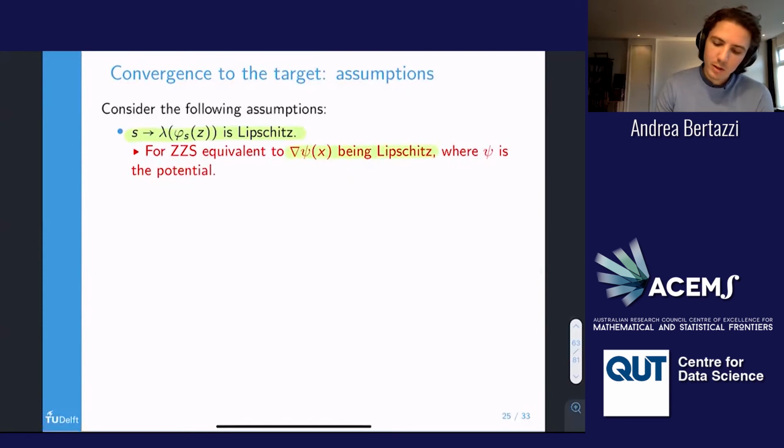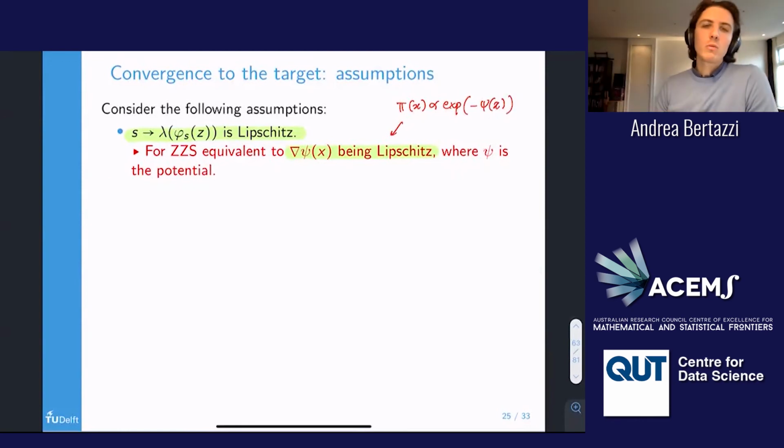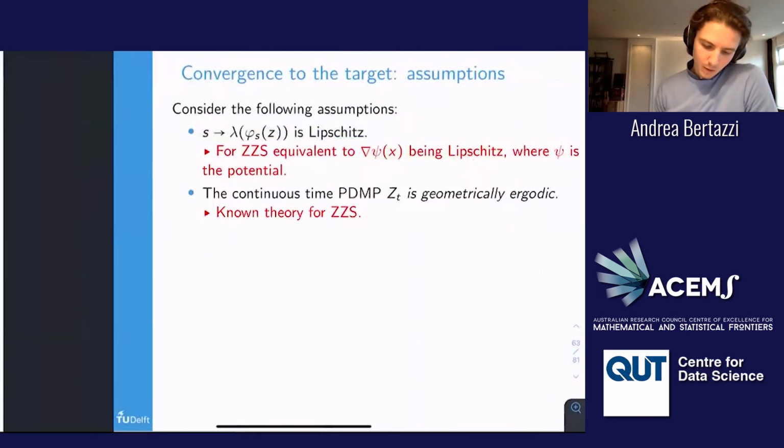Okay, so remember that we wanted to sample from a distribution pi of x that's proportional to exponential of minus psi of x. So psi is our potential. We want it to be gradient Lipschitz in this case.